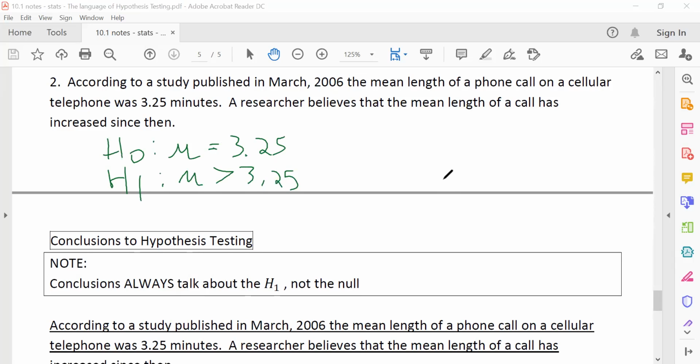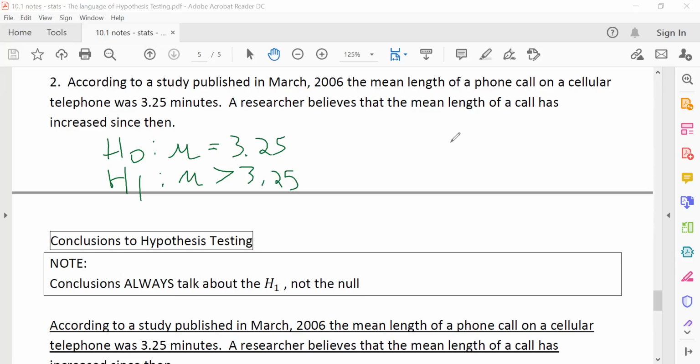A type 1 error here would be rejecting the null hypothesis when in fact it is true. So type 1 error would be if we say actually the mean length of a phone call is now greater than 3.25 minutes, when in fact it's not, it's still equal to 3.25 minutes. That would be the mistake we make, where we support the alternative hypothesis even though the null hypothesis is the one that's actually true.